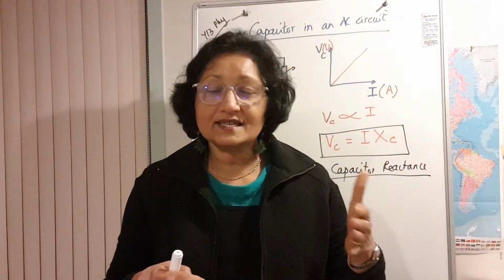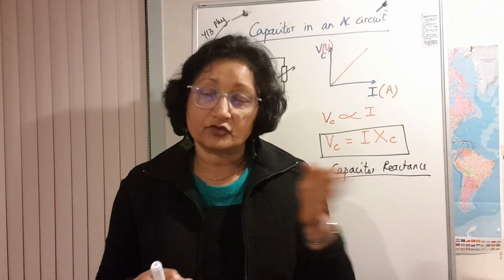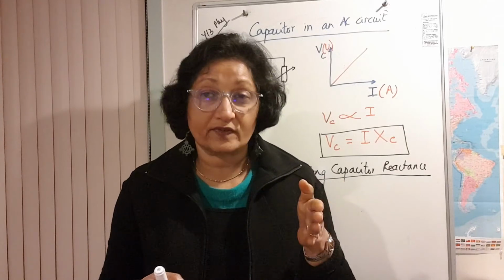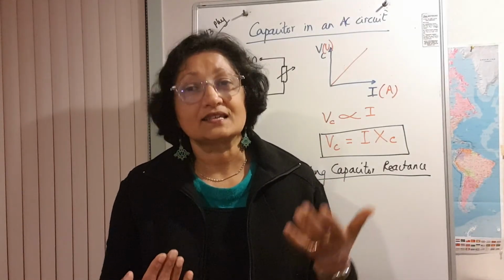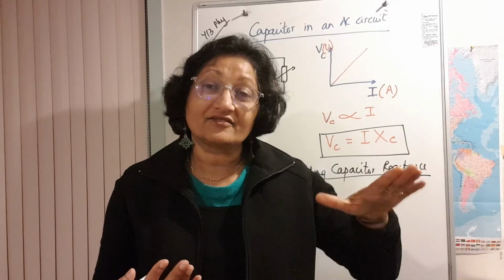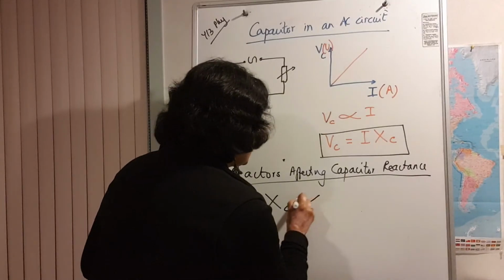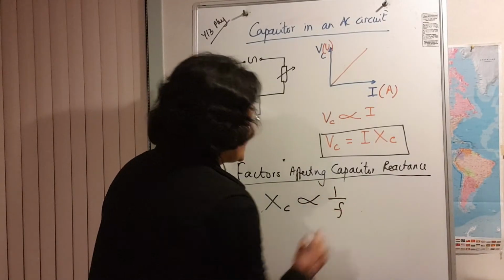if the frequency is high, it means that the charges are moving back and forth really fast. If the charges are moving fast, that means the current is high. If the current is high, then the reactance is low. So that means the reactance is inversely proportional to frequency.